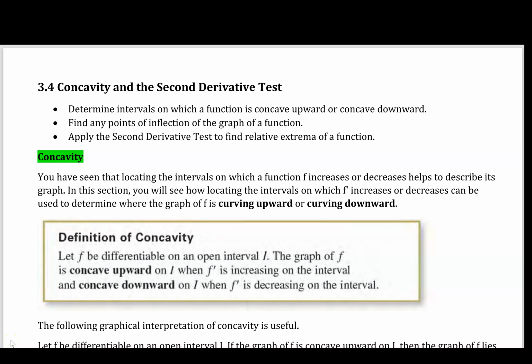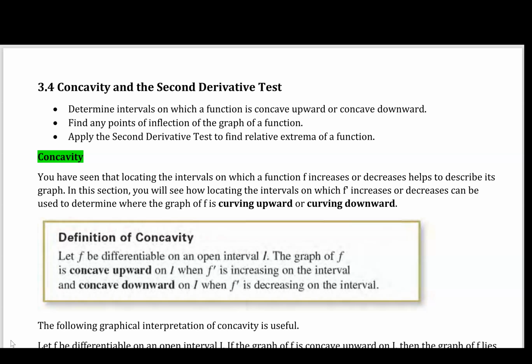Let's now proceed to section 3.4, concavity and the second derivative test. In this section, we will determine intervals for which a function is concave upward or concave downward. So we will define what concavity is, and then we will find any points of inflection of the graph of a function, and then apply the second derivative test to find relative extrema of a function.